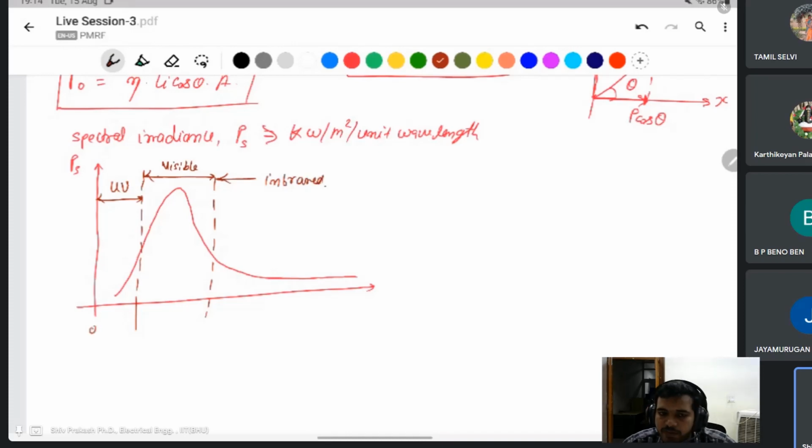This is categorized by the wavelength, lambda, depending on the wavelength in nanometers, so very small. 400 to 700 nanometers, you can see this light with your eye. After this, 700 to approximately 2000 something comes in the infrared.